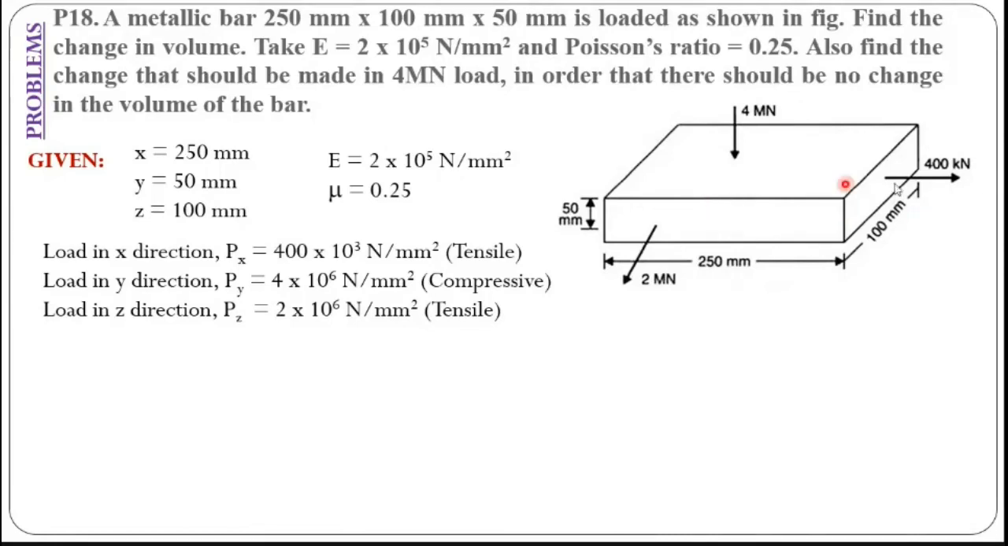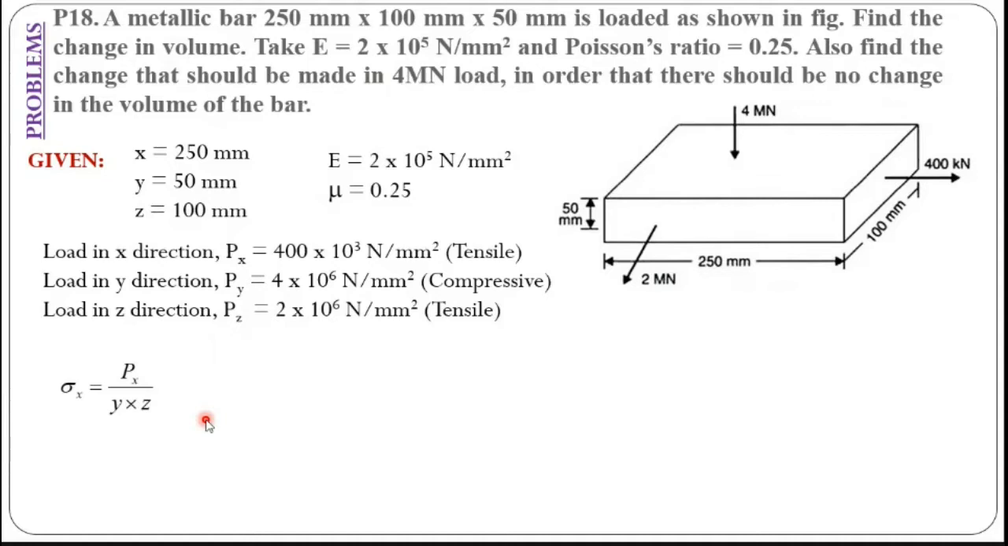So in X direction, X as 250, that direction, you have Px, which is 400 into 10 power 3 tensile force. The next one, let me go for Py. Py is this one, 4 meganewton, which is 4 into 10 power 6 Newton. So that is compressive force. Pz is again 2 meganewton, which is 2 into 10 power 6, which is also tensile. So we identify what are the forces in all the three directions, X direction, Y direction, and Z direction.